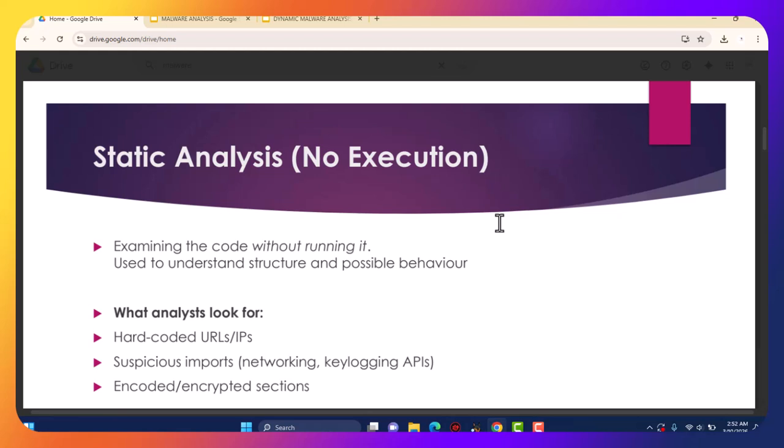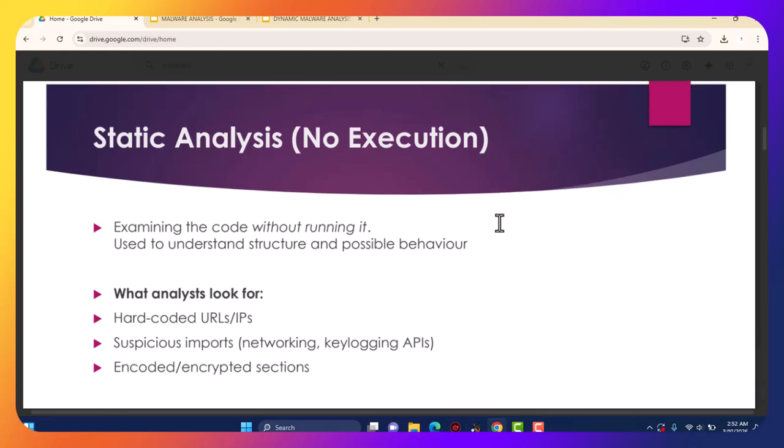Question? How would you know, if you want to install software, that it has malware in it? That is what we'll do in the analysis. That's where we are going, because there it says examining the code without running it. Yeah, that is where we are going.